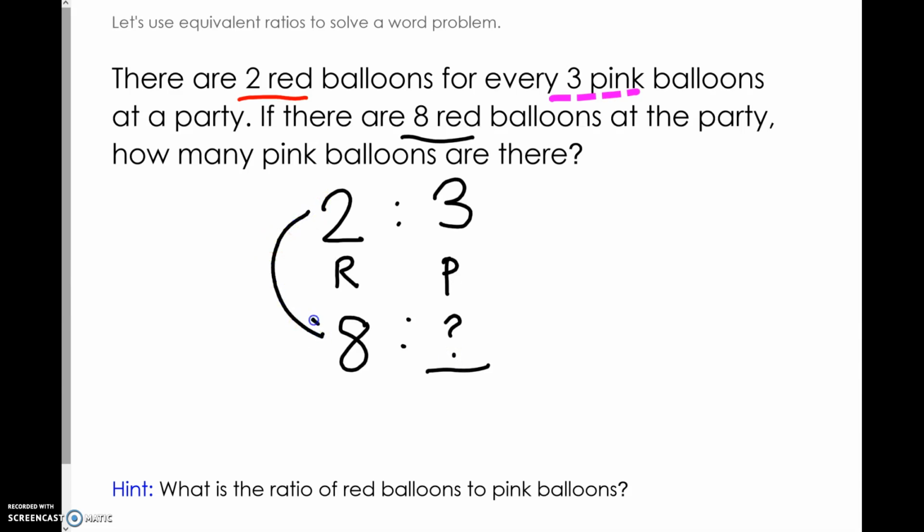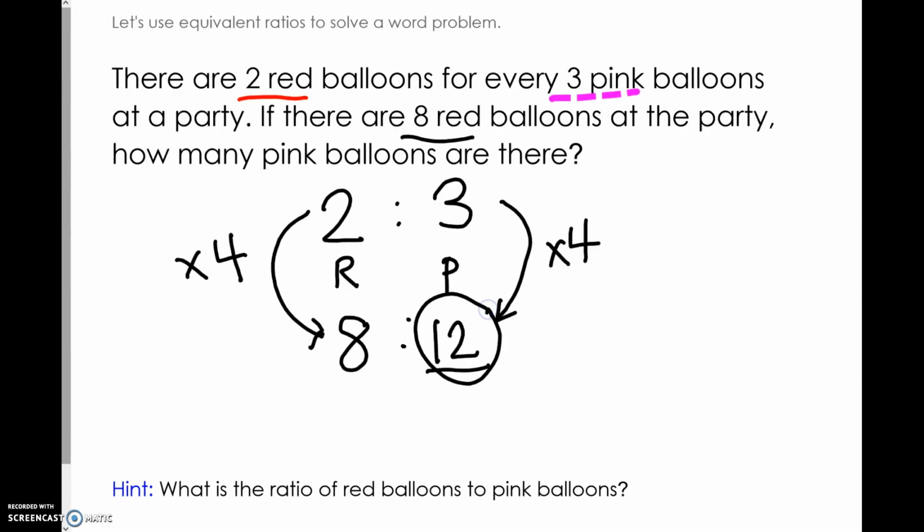Let's look at the first number. 2 to 8. We must multiply because it's getting bigger. 2 times 4 is 8. Therefore, we must multiply 3 by 4, and we will find that there are 12 pink balloons if there are 8 red balloons. Our answer is 12.